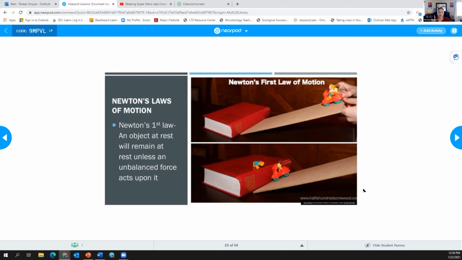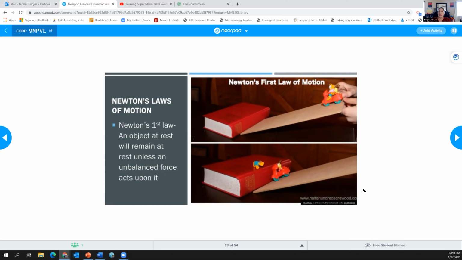The very first law is the law of inertia, which basically says that an object at rest will remain at rest unless an unbalanced force acts upon it. With this one, the example that they always use is being in a car, or being in a car accident. When you're moving, your body's moving at 30 miles per hour. If you slam into a pole, your body is going to keep moving at 30 miles per hour, and that's how people get ejected from their vehicles.